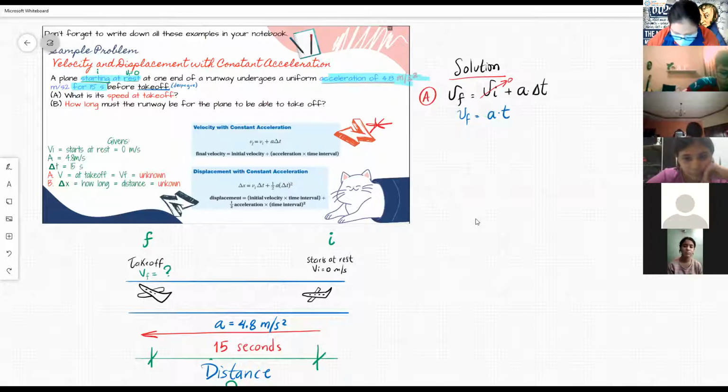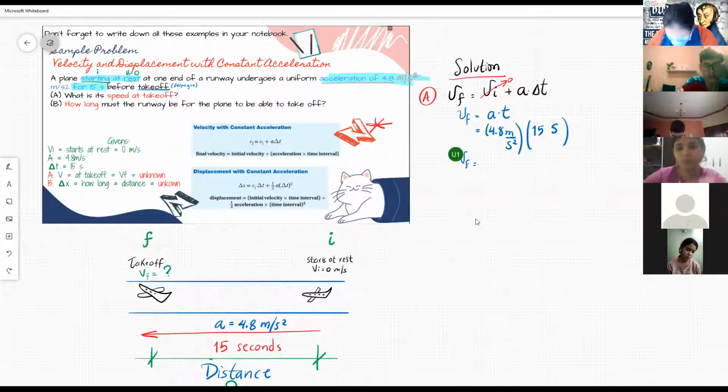So now your equation changes to acceleration times the time. You know the acceleration and you know for how long it happened. So you say acceleration, that is 4.8 meters over second square, times time. It was during 15 seconds. How much is this? 4.8 times 15, sorry. How much? 72. So we're looking for final velocity.